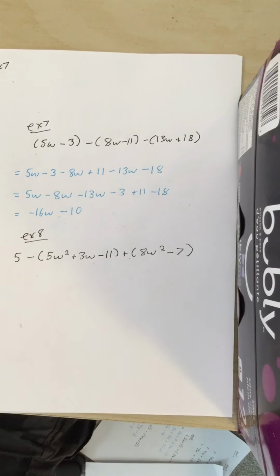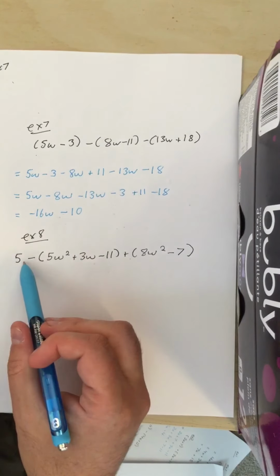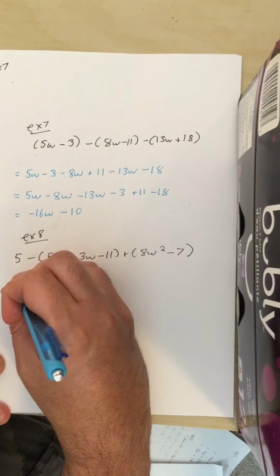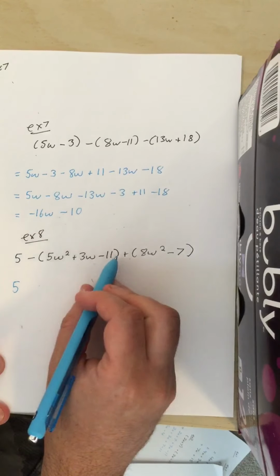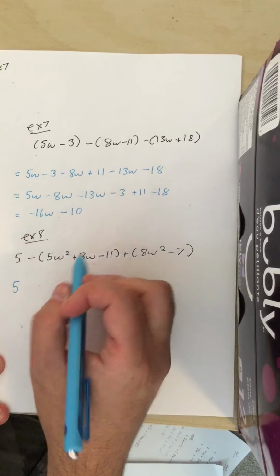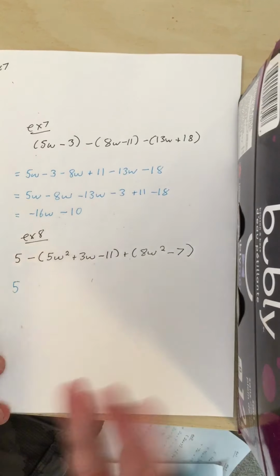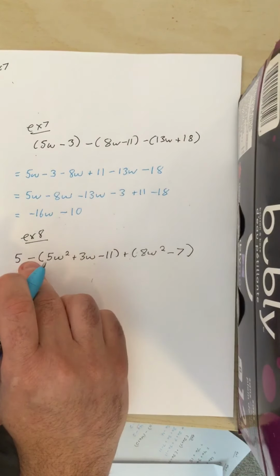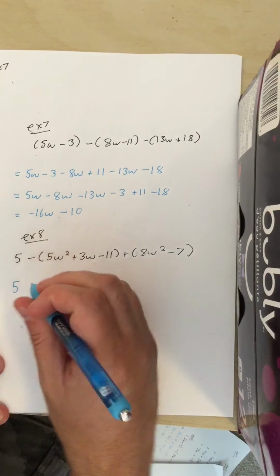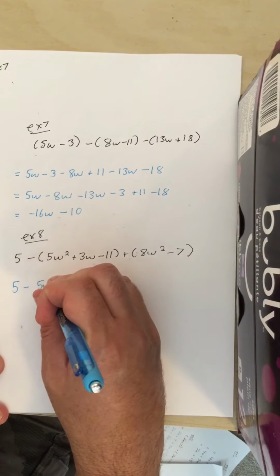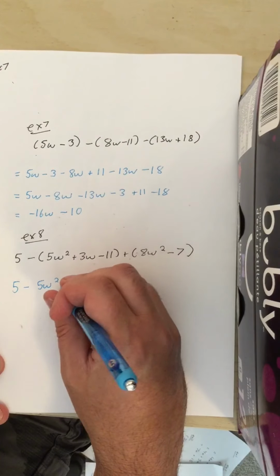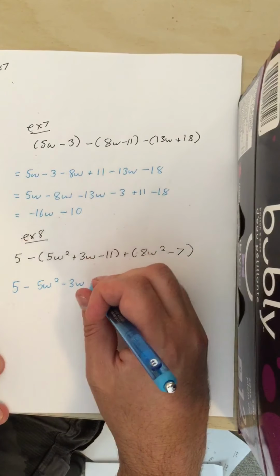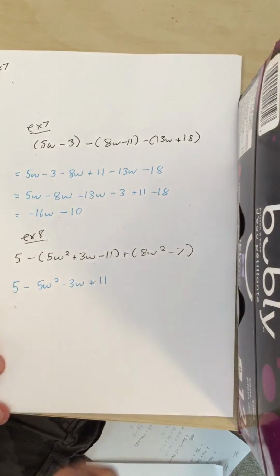So, we have a 5 and there's an invisible plus in front of it. So we just write it as 5. There's a negative in front of this entire bracket. This is a trinomial. So we have to remember that there's 3 terms here, where each term is going to be flipped. So negative is in front of the bracket, so 5 becomes negative, minus 5w squared. The plus 3 becomes negative, minus 3w. The minus 11 becomes positive, so plus 11.